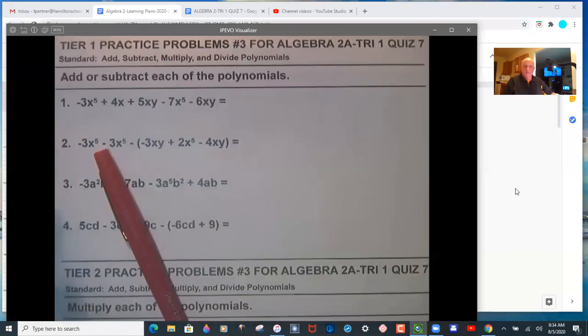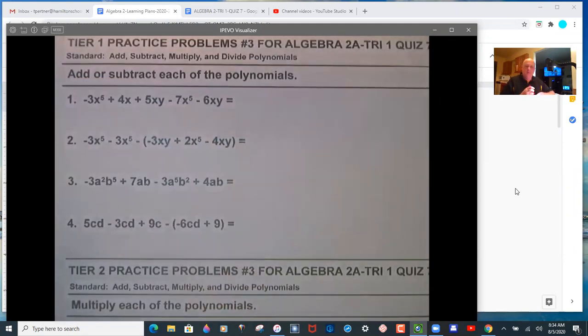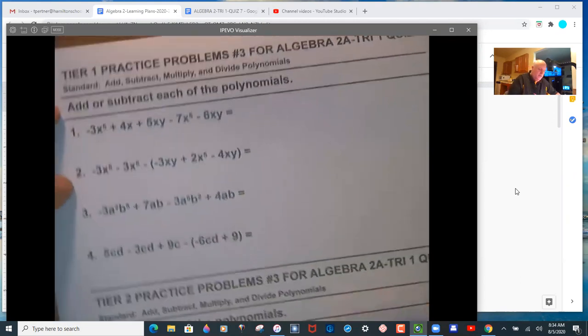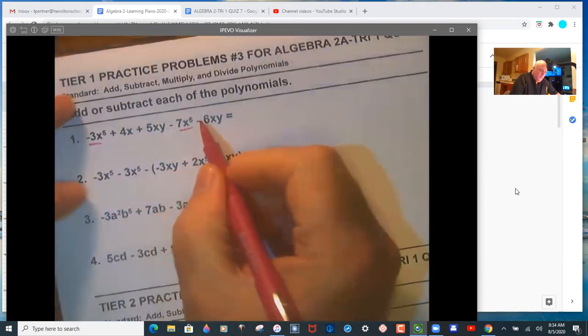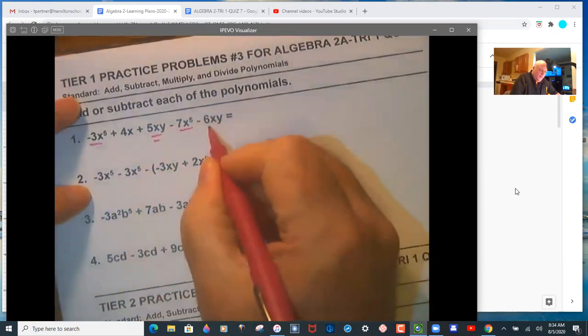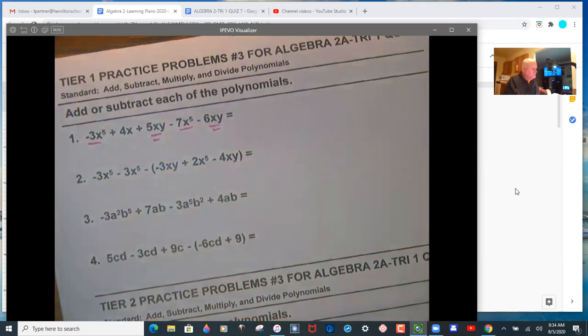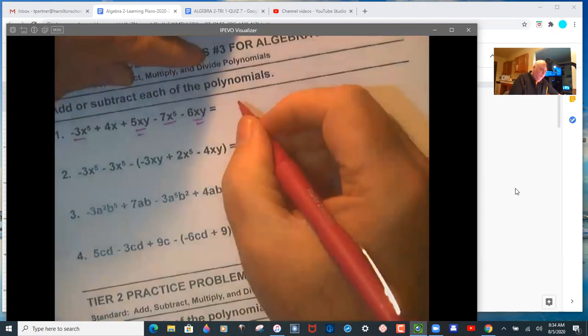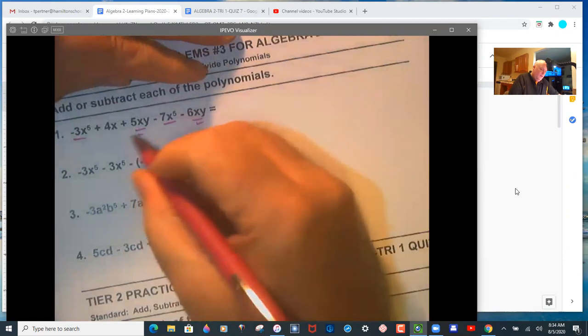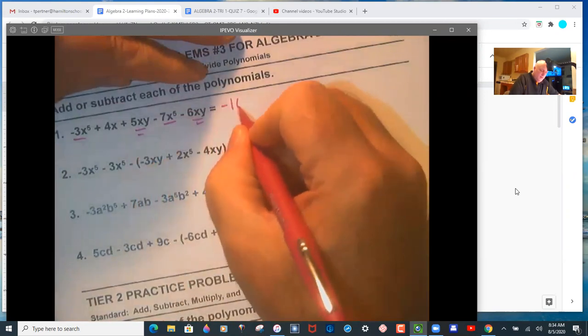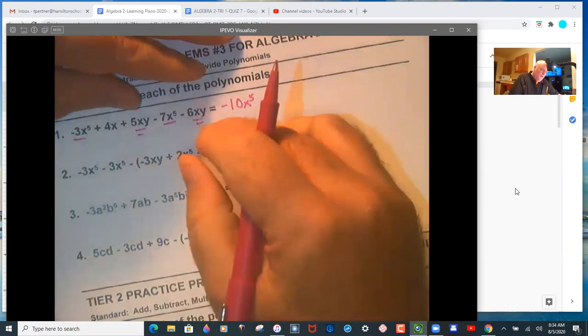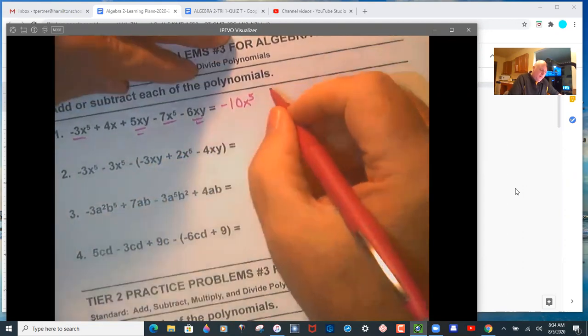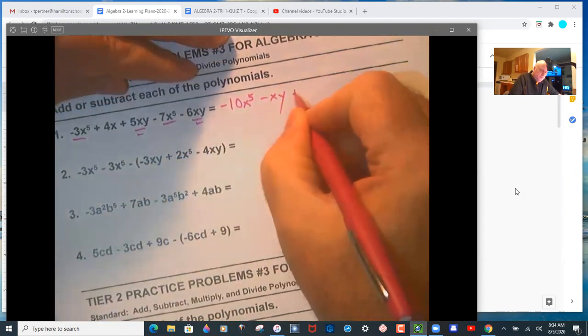These are the solutions for the third practice quiz for quiz 7. Problems 1 through 4, combining like terms. Again, give them a number of underlines. So we have negative 10x to the fifth, and then 5 minus 6 minus xy plus 4x.